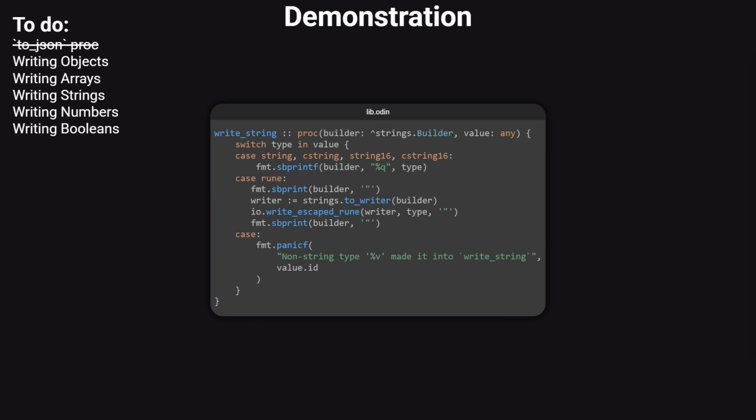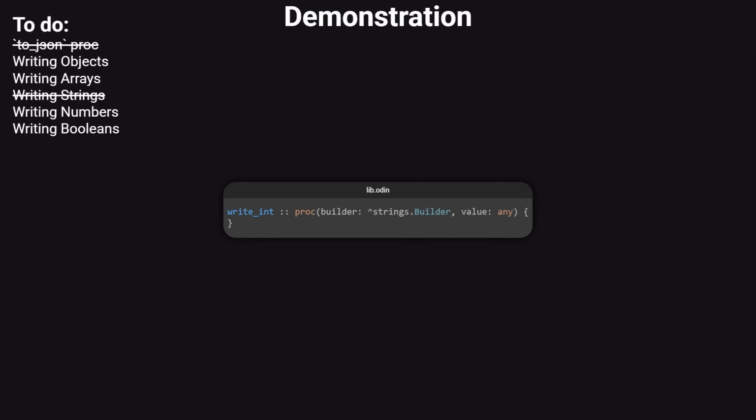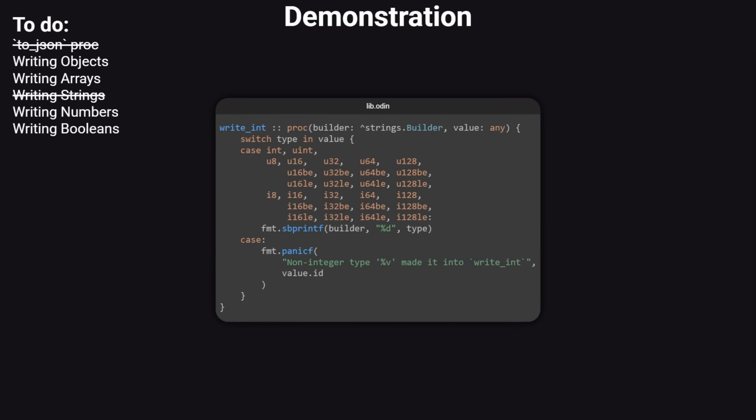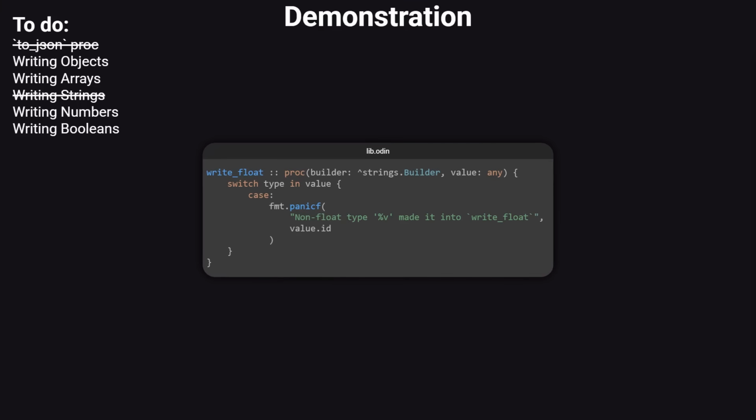We'll cover numbers next, at least the basic ones. Quaternions and complex numbers won't be implemented here. The integers are easy enough. There's no tricks here, just a lot of different types. We'll also add a similar panic to what we added for strings. Floats are a bit more complicated. Less types, thankfully, but we're forced to have some special handling.